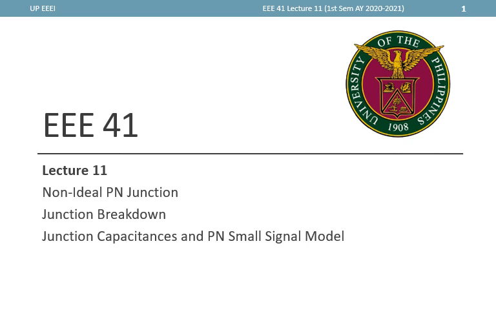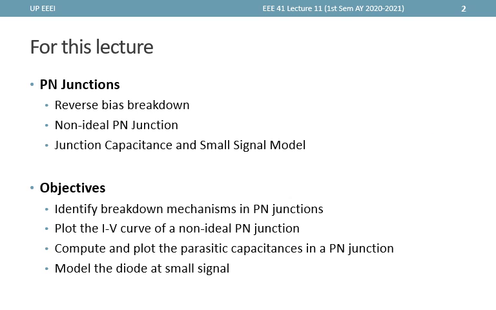Hello, this is Tripoli 41 Lecture 11, where we'll discuss non-ideal PN junctions, including junction breakdown and the capacitances, and eventually we'll draw the small signal model of the diode. So our objective for this lecture is to identify breakdown mechanisms in PN junctions, plot the IV curve of a non-ideal PN junction, or add the non-idealities in our IV curve, compute and plot the parasitic capacitances, and eventually model the diode at small signal.